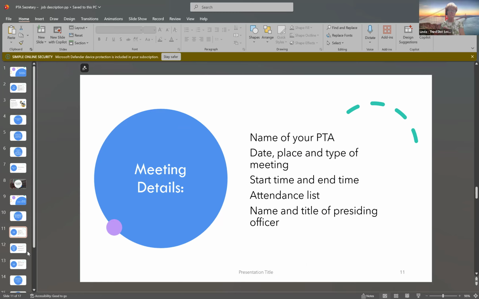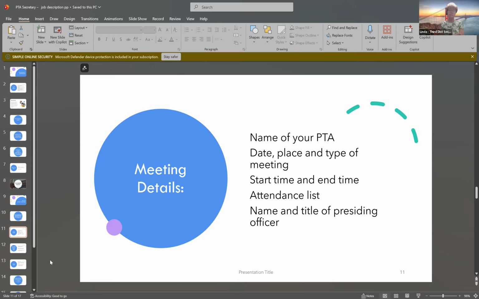The meeting details, very important. Not just important, but required. Every meeting minutes should have the name of your PTA, should have the date, the place, and the type of meeting, an association meeting or an executive board meeting. Always have the start time and end time.